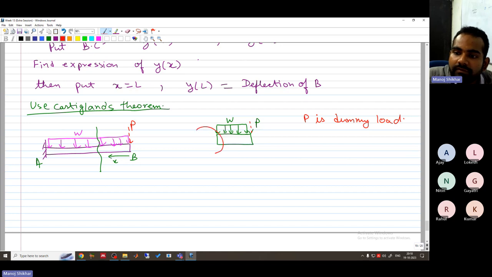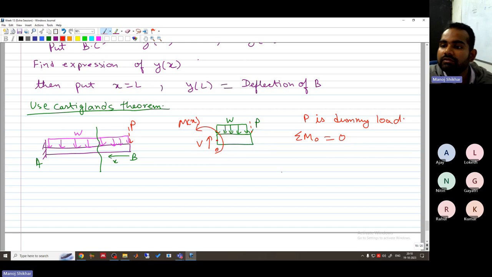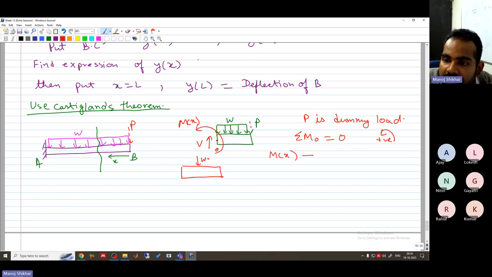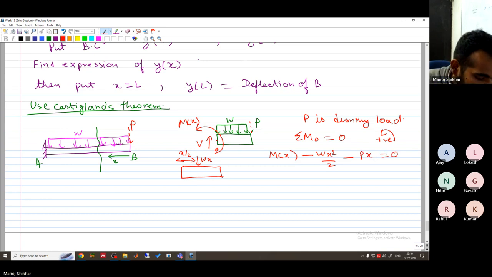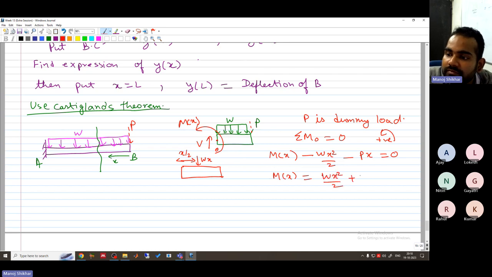So the moment will be Mx, because now this is the positive face, and V will be in this direction. Summation of Mo equal to 0. This will give us Mx, counterclockwise positive, minus this load W, which can be written as Wx at a distance x by 2. So Wx square upon 2 minus Px equal to 0. From here we will have Mx equal to Wx square upon 2 plus Px.